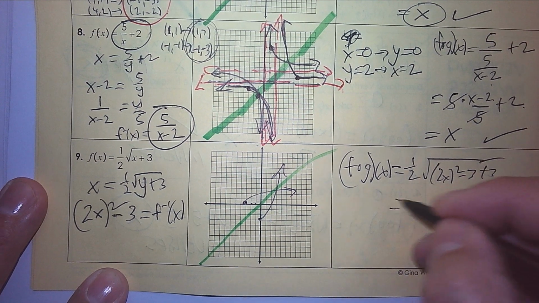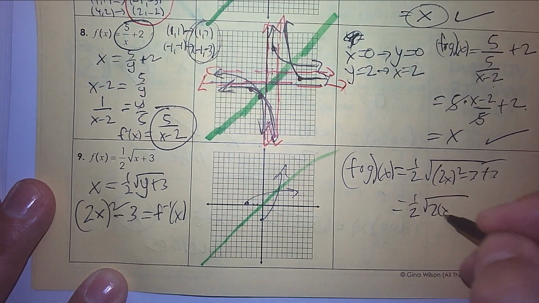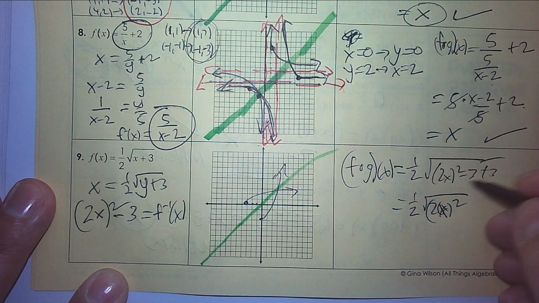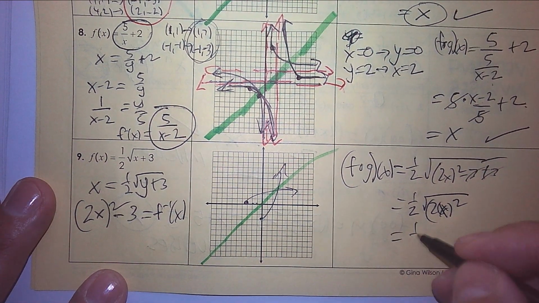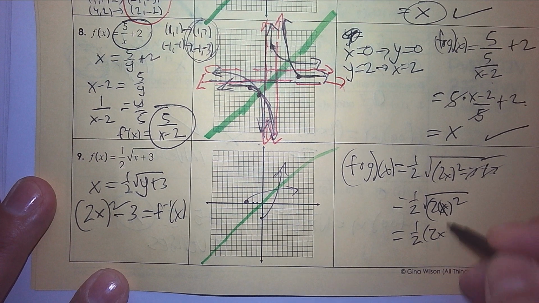And when you simplify, negative 3 plus 3, the square root and square undo each other. 1/2 of 2, we got x.